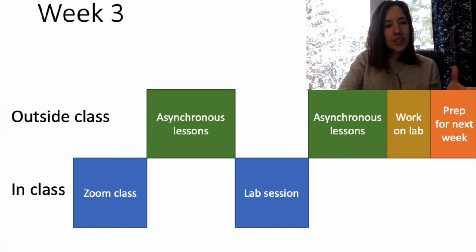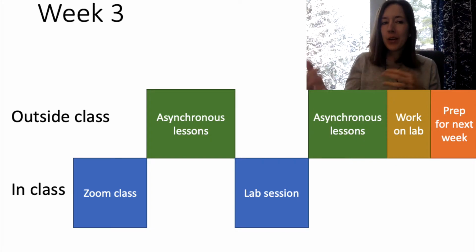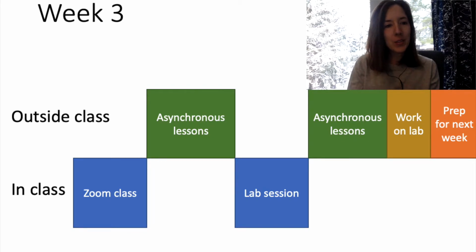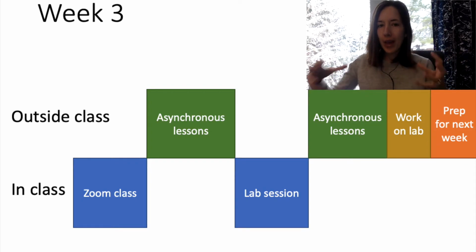Week 3, as an example, you have one Zoom class, you have some asynchronous lessons, and then you have a lab session with the TA. You'll have some more asynchronous lessons, perhaps, that you didn't complete before the Wednesday. That's totally fine. You'll have to work on the lab in your own time, and then you'll prepare for the next week. The prep for the next week is often like a 10-minute activity. It's not a huge thing, but it kind of helps you feel like, okay, I'm at the end of this week.